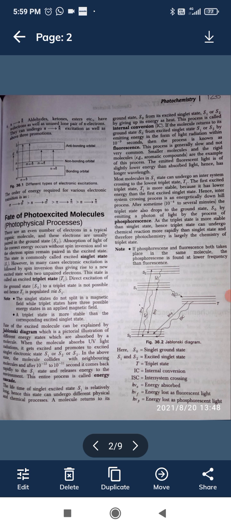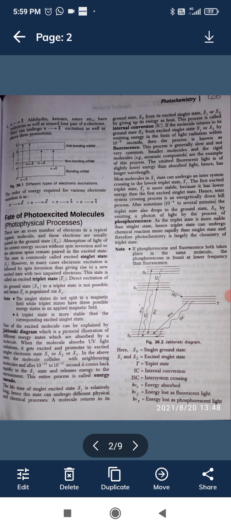The fate of an excited molecule can be explained clearly by the Jablonski diagram, which is a pictorial illustration of the different energy states absorbed by a molecule. When the molecule absorbs UV radiation, it gets excited and is promoted to the excited singlet electronic states S1, S2 or S3. In the above state, the molecule collides with neighboring molecules, and after 10 to the power of minus 13 to 10 to the minus 11 seconds, it comes back rapidly to the S1 state and releases energy to the environment. This entire process is called the energy cascade. In figure 36.2, you can clearly see this.